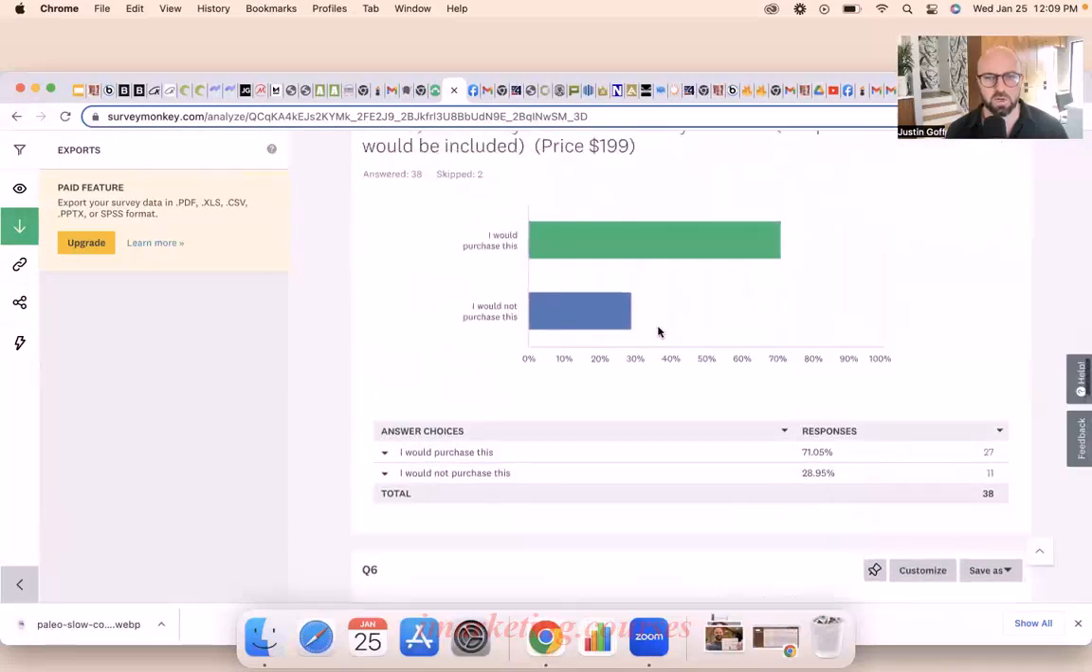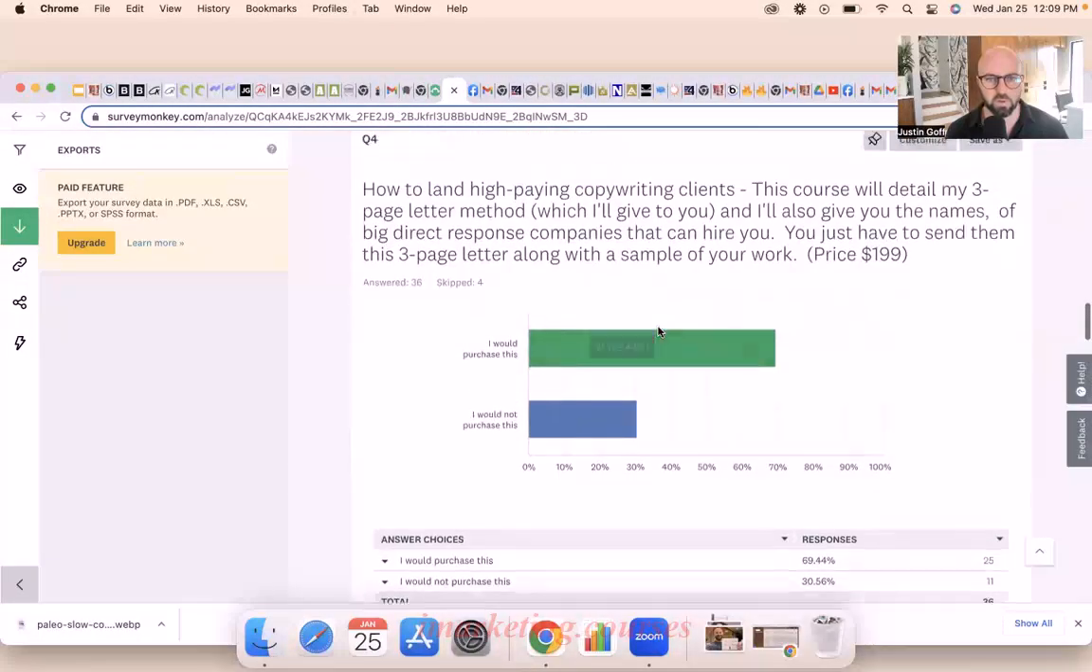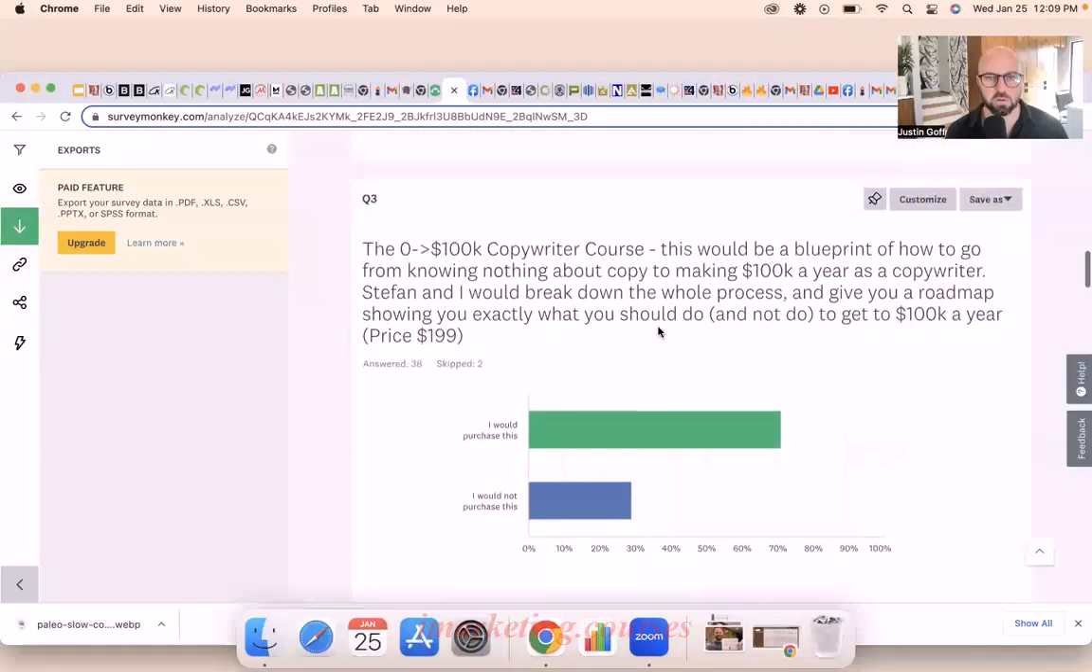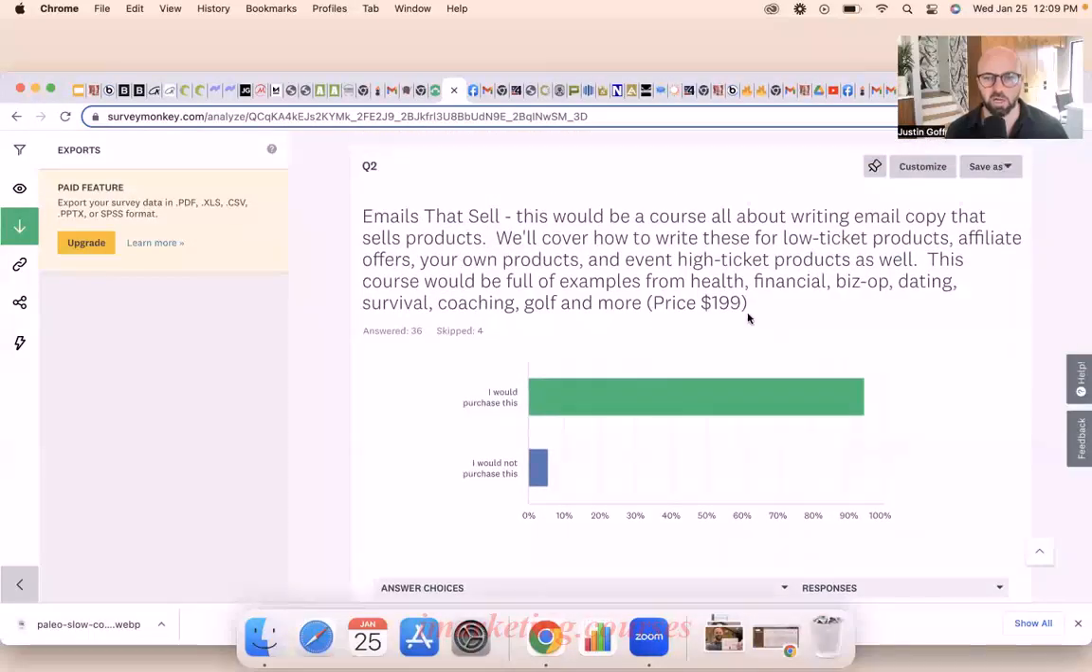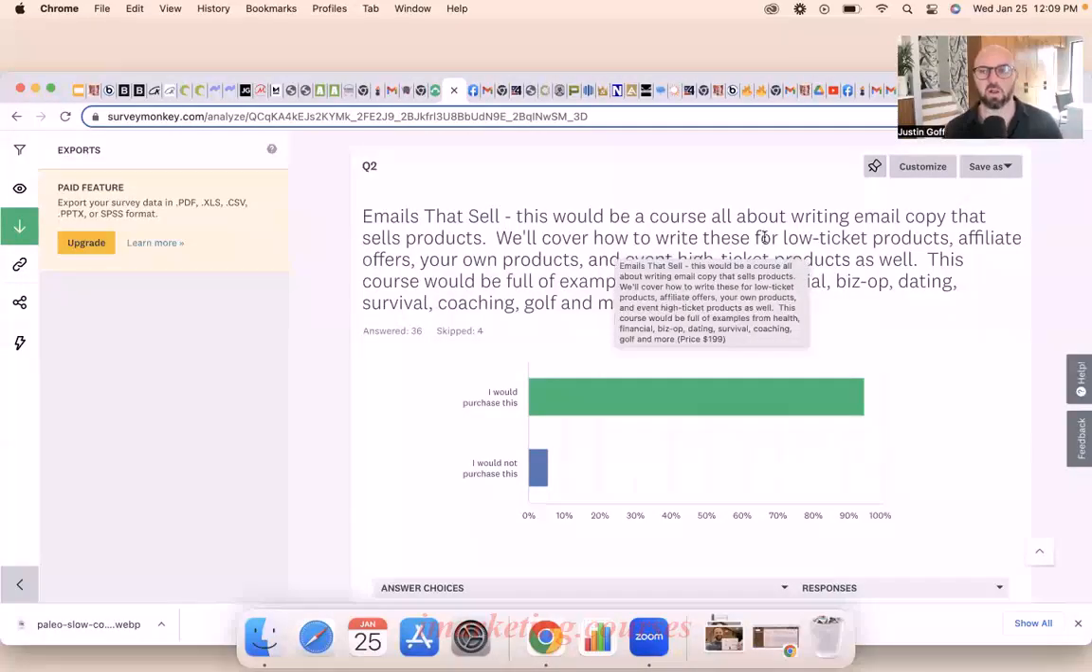This one's 64%, but the big winner was, I'll find the big winner. Emails that sell. That one had 94%. So anything with email tends to do really, really well to my list. So this was not surprising. And it's one of the reasons I've done a lot more courses around emails, because I know it just keeps working over and over again.